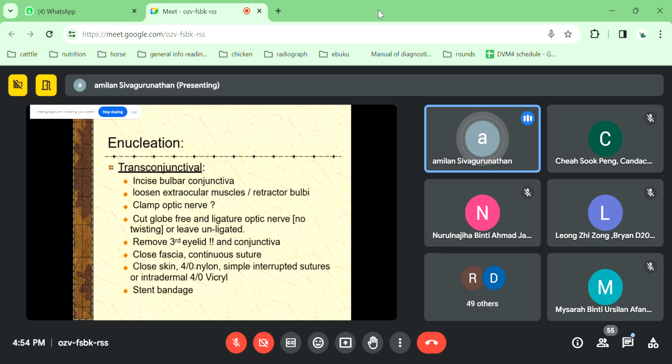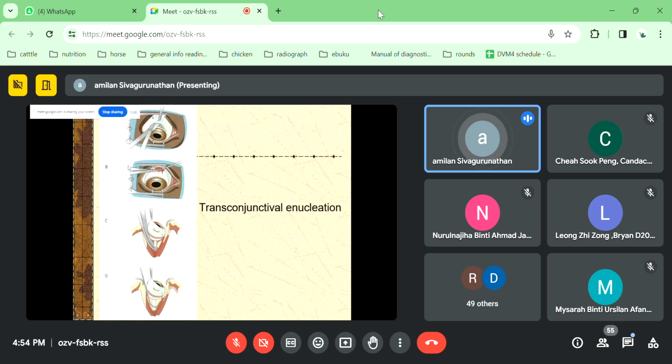There are a few methods for enucleation, but the most recommended method is transconjunctival and basically involves making an incision through the conjunctiva, undermining the entire conjunctiva until you get to identify the muscles underneath, then ligate and resect all the muscles around the globe, and then carefully with scissors resect the optic nerve bundle at the back and remove the globe.